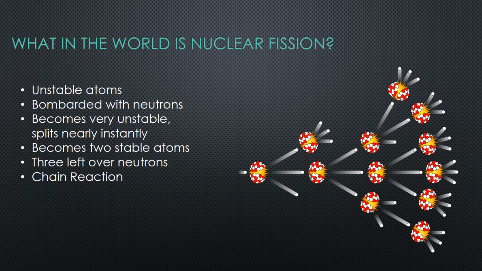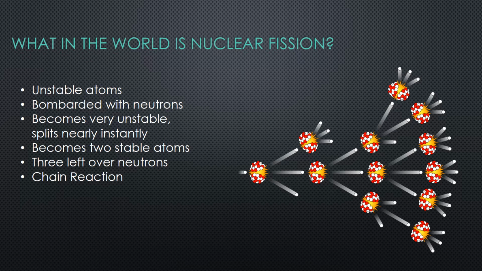Those three left over continue to bounce off other atoms, other uranium 235 atoms in there, and that creates a chain reaction. So instead of just having one fission product, you now have multiple fission products, and it just keeps on breaking down more and more and more. So what happens with one, creates three, creates nine, creates 27. It just keeps breaking down exponentially.